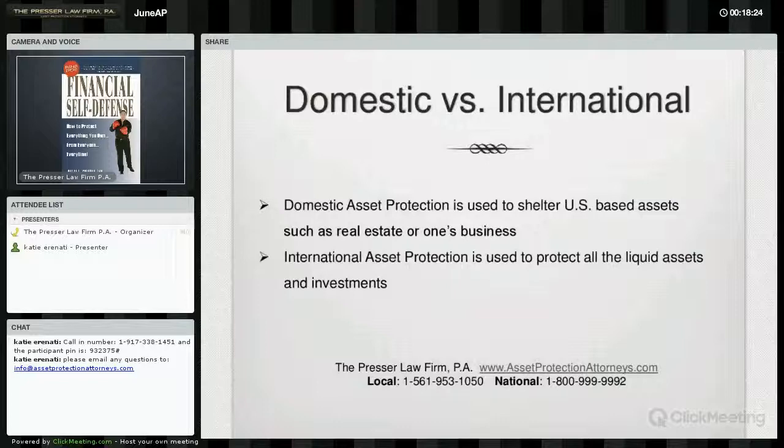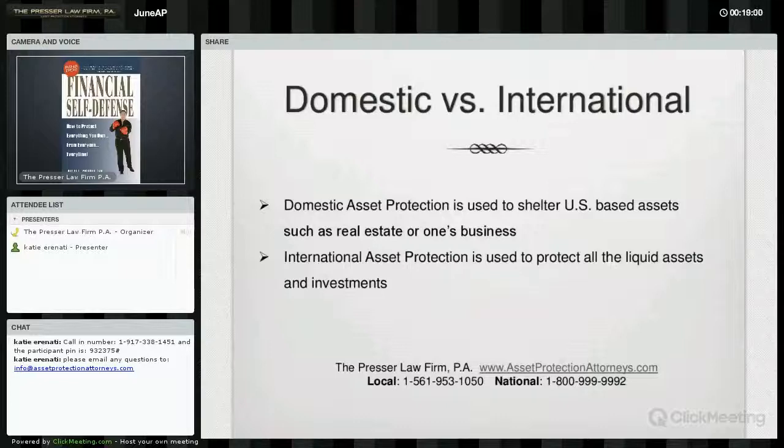So moving right along, what is the difference between domestic versus international? Well, domestic asset protection simply means protecting your assets inside the United States and using United States-based entities. Those are things like LLCs, limited partnerships, trusts, corporations, et cetera. International asset protection is used to protect mostly liquid assets and investments outside the United States. Now, we can use international asset protection to help protect real estate and companies and things of that nature, but you always get the best protection when it's liquid assets.